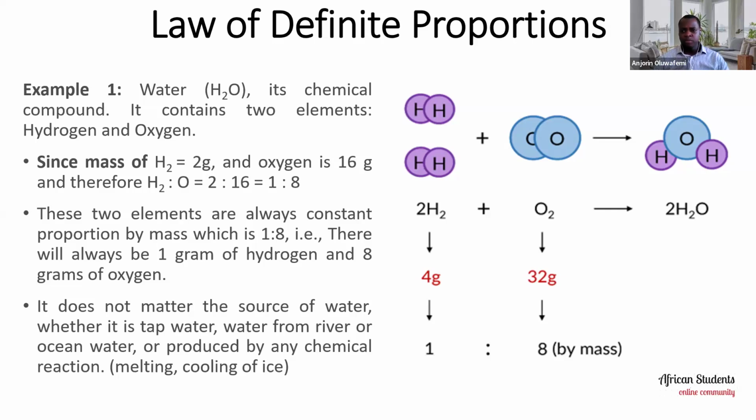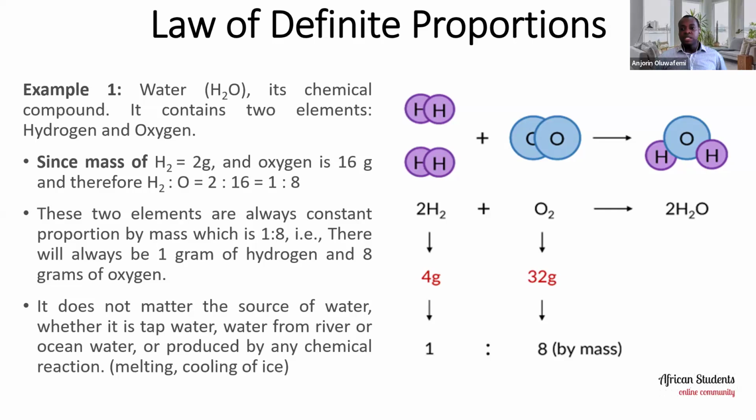Now, when you look at the simple analogy here, you have hydrogen bonding together with oxygen in that manner. And when they bond together, you have 2 molecules of hydrogen, plus 1 molecule of oxygen, to give us 2 molecules of water. Now, what you have there in the combining ratio is 4 grams of hydrogen. How did we arrive at that? 2 times 2 will give us 4. The relative atomic mass of hydrogen is 1. So that will give us 4 grams.